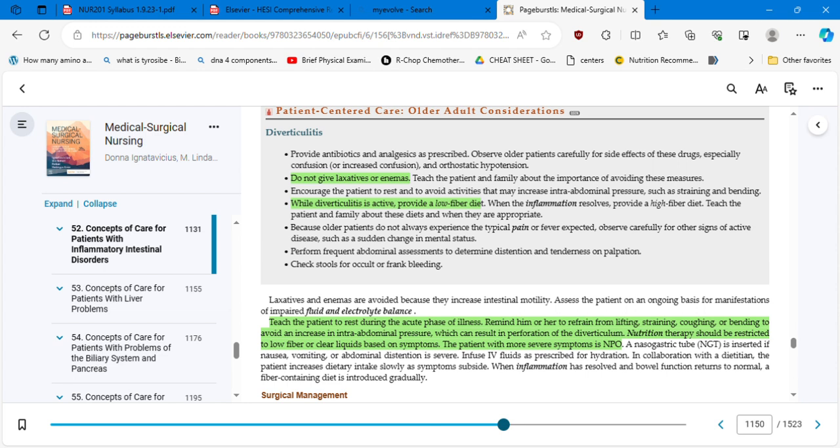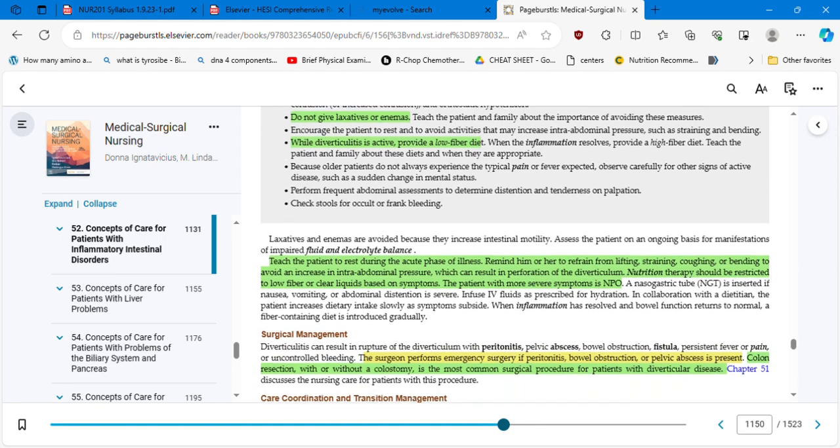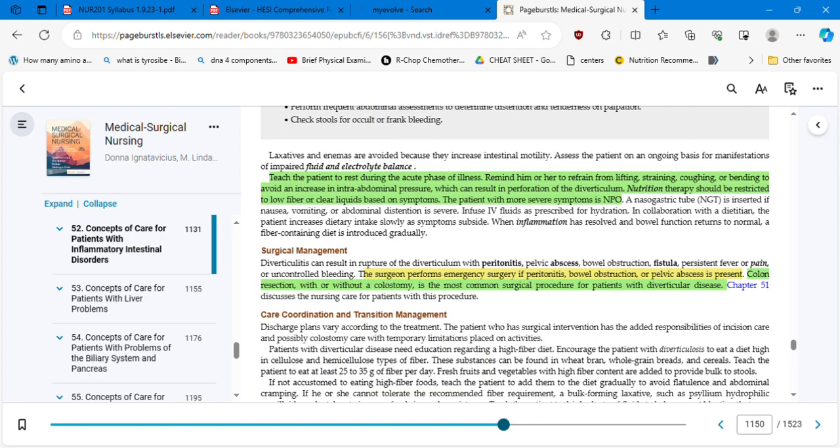And basically, monitor the quality of the stool, and monitor for pain, fever, and abdominal distension. Teach the patient to rest during the acute phase of illness. Remind him or her to refrain from lifting, straining, coughing, or bending to avoid an increase in intra-abdominal pressure, which can result in perforation of the diverticulum.